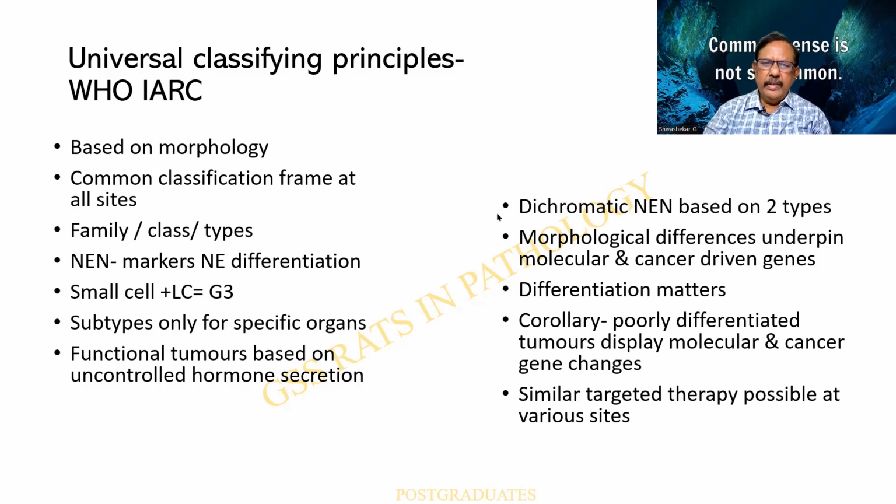Nevertheless, this is important. A tumor can be a small cell or a large cell, and functional tumors are classified according to the hormones which are being produced by them. Sometimes they can be dichromatic in the sense there can be a mixture of two. There can be two types, and always the morphological differences underpin the molecular and cancer driven genes. So always it is the morphology that is essential first. We will have to make a histological diagnosis.